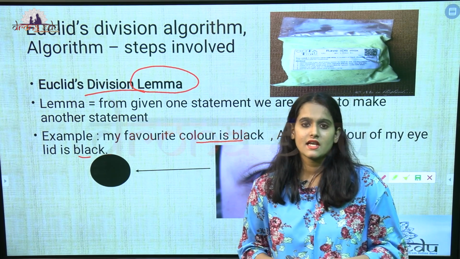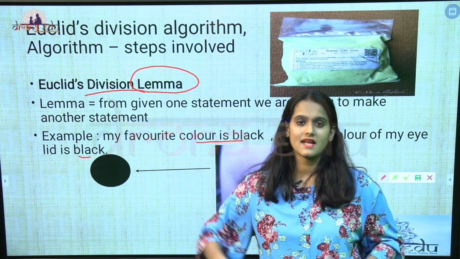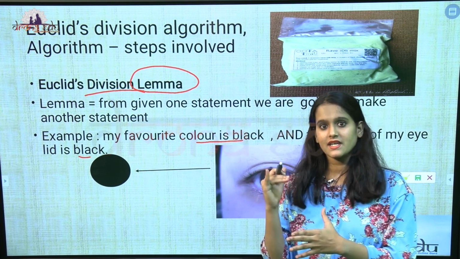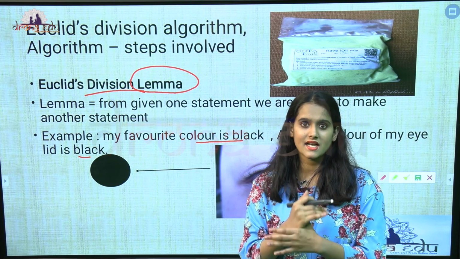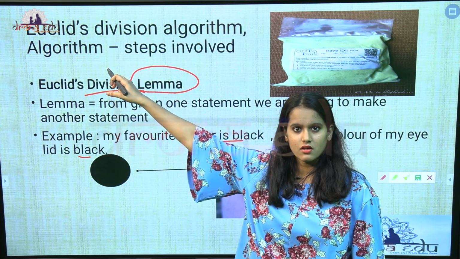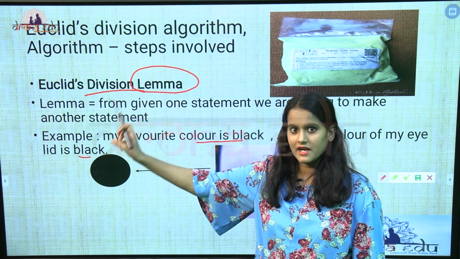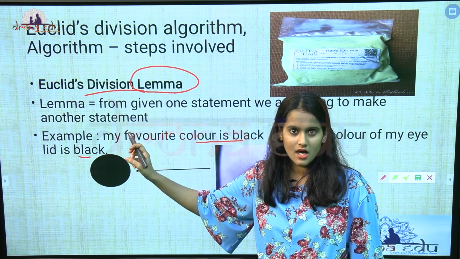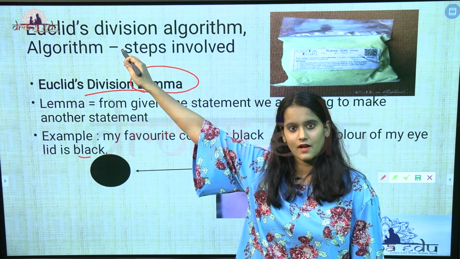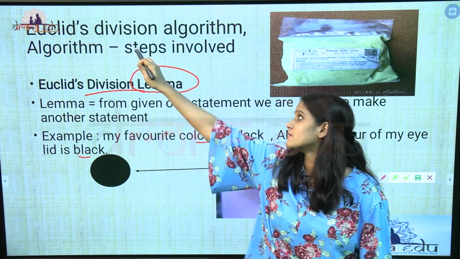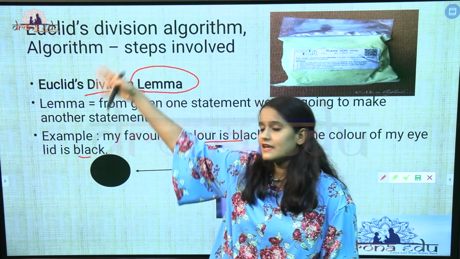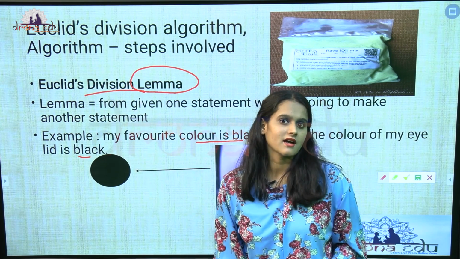Or you can also say the sun rises in the east, the sun sets in the west. So from this there is an interconnection, you can observe. Here also Euclid is there, and in this also Euclid is there. What he did is he created a statement, which is a lemma. With that statement he made an algorithm. So that is the interconnection between them. They are like brothers, they are both interconnected. Let's see how they are interconnected.